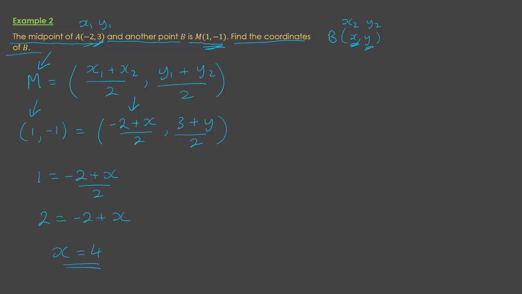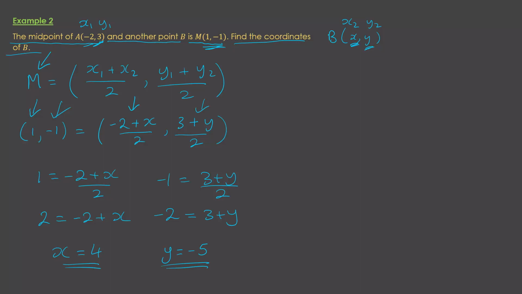The y-coordinates must also be equal. Therefore, -1 is equal to (3 + y)/2. Multiply both sides by 2, and we get -2 is equal to 3 + y. And then subtract 3 from each side gives me that y is -5.